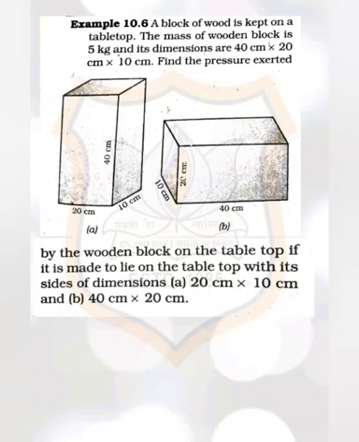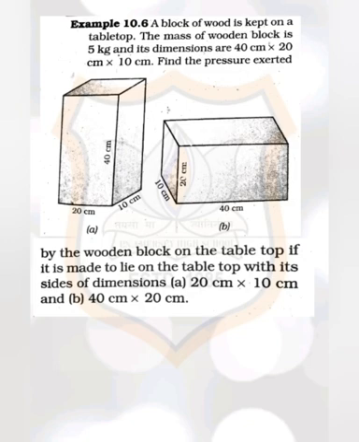Hello students, let us continue chapter 10, gravitation. In the last video, we discussed thrust and pressure. So today, let us start with an example regarding thrust and pressure. Example number 10.6. A block of wood is kept on a tabletop.